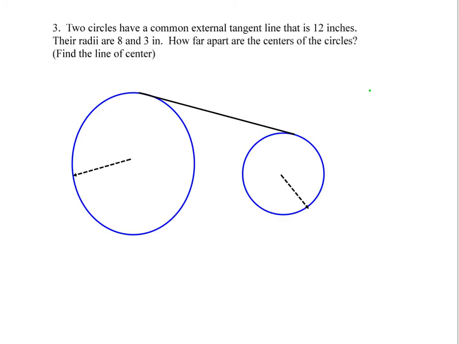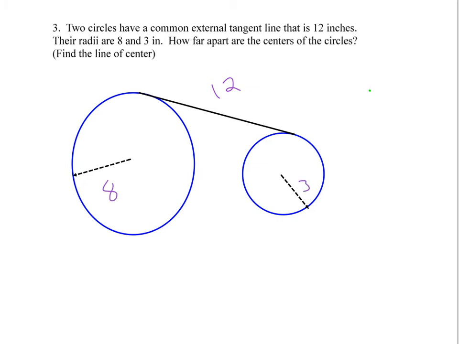So, okay, let's do this problem right here. We have a common external tangent. That's this line right here. That's a common external tangent because it's outside of the circles. And it is 12 inches, so I'm going to write that in here in purple. That's 12. Okay, I have radii of 8 and 3. So that's 8, and this is 3.